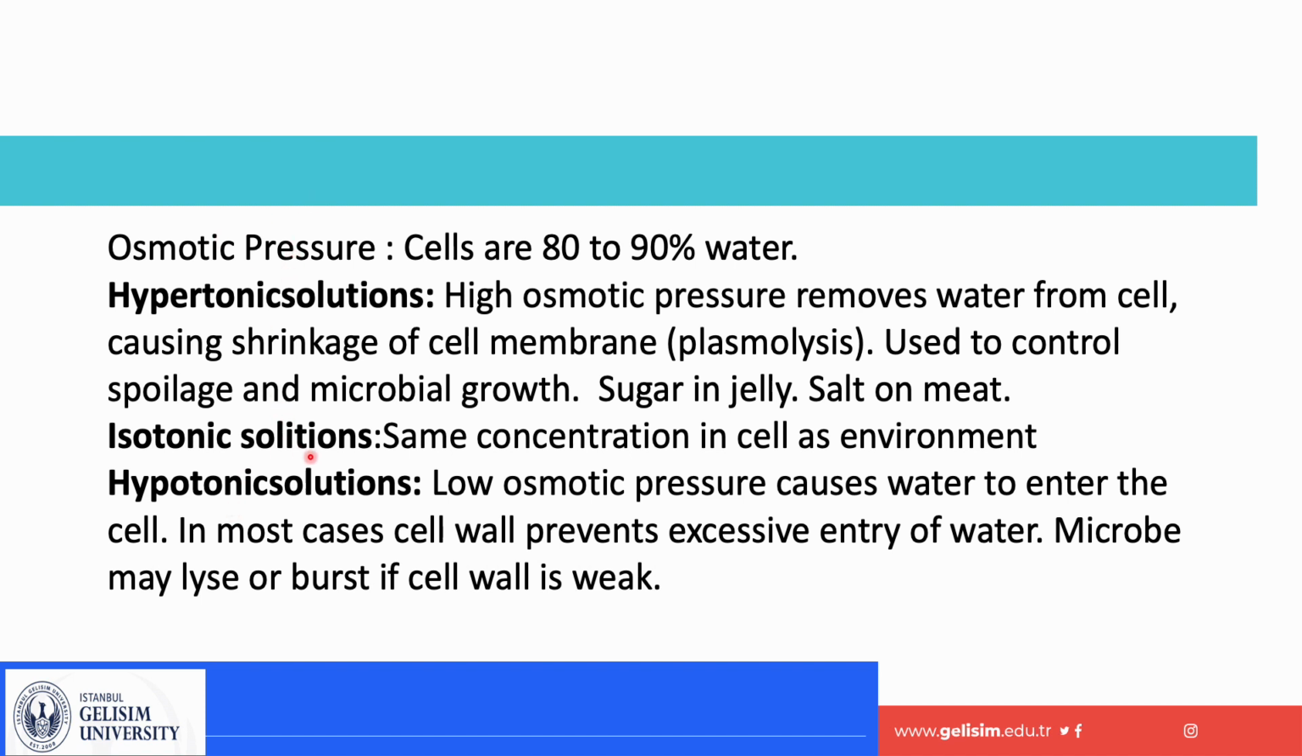Next, let's go to isotonic solutions. Isotonic solution is a solution with the same solute concentration as the surrounding environment. So there's no net movement of water into or out of the cell. Now, a hypertonic solution is a solution with a higher solute concentration than the surrounding environment. Water flows out of the cell, causing it to shrink and potentially die.